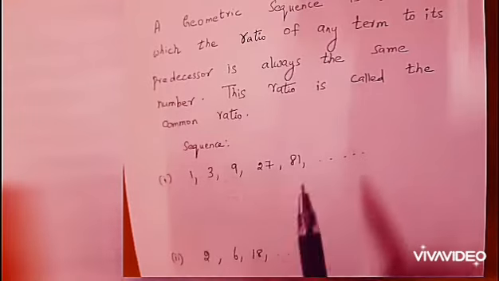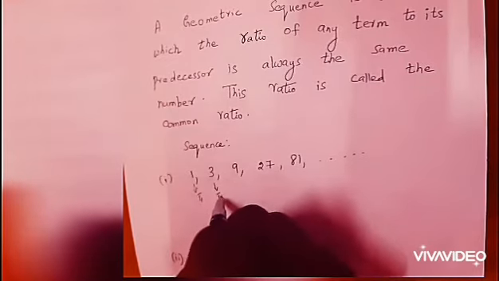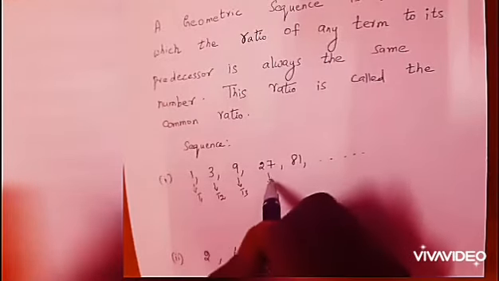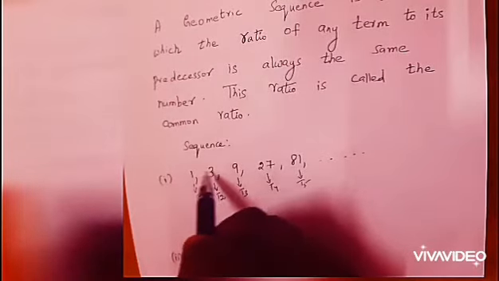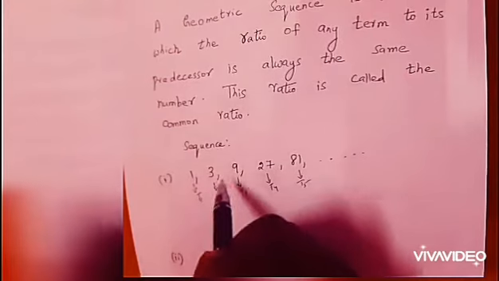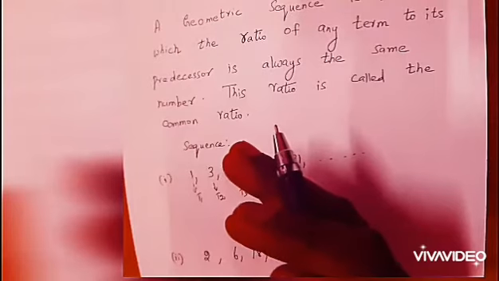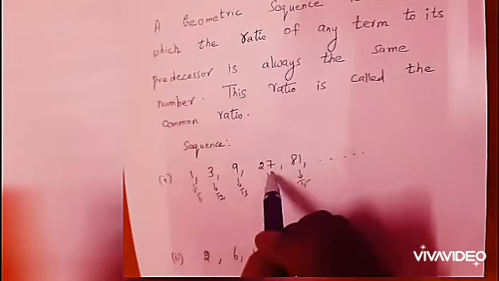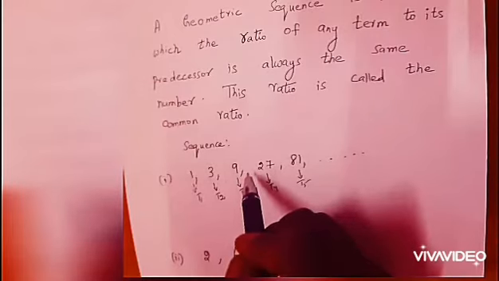Okay, so if you take the sequence, this is the first term, T1, T2 is your second term, third term, fourth term, fifth term, and it goes on, right? If I subtract T2 minus T1, 3 minus 1 will give you 2. Similarly, 9 minus 3 will give you 6, and 27 minus 9 will give you 18. Is it having a common difference here? No, the differences are different. Am I right, students? So it is not an arithmetic progression.